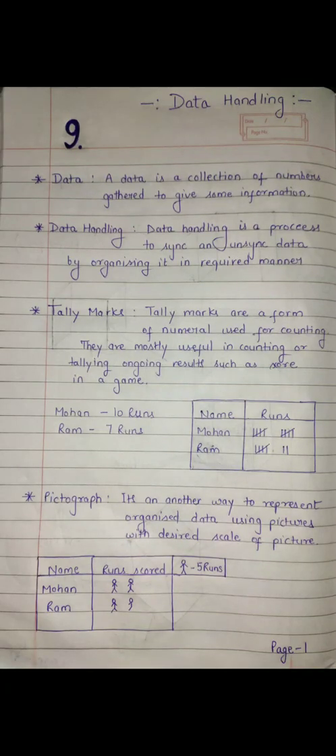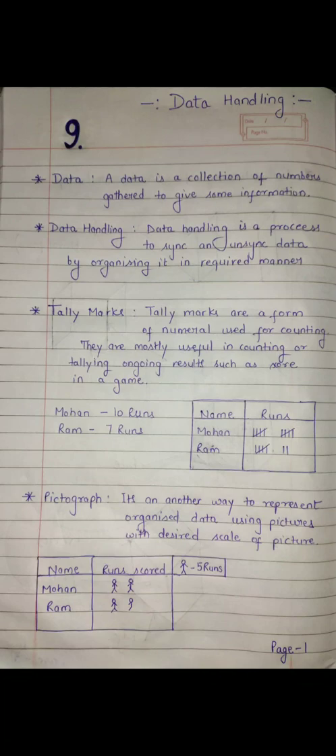But when we synchronize it in a proper manner, when we place every count in its place, for example, if a player is scoring runs, then we place those runs in his or her account. If a bowler is taking wickets, then we add those wickets to his or her account. That is called data handling. That is synchronizing in a proper manner so that it can be studied easily. So for that we are going to use, first of all, tally marks.